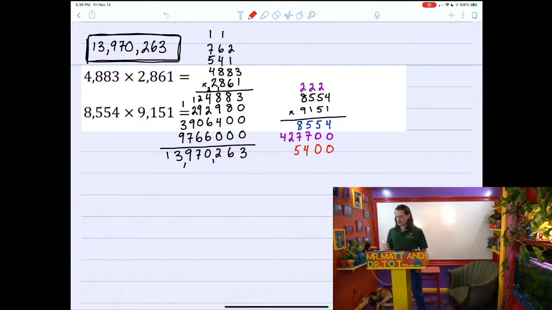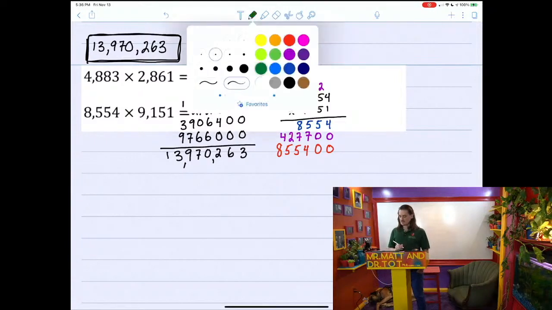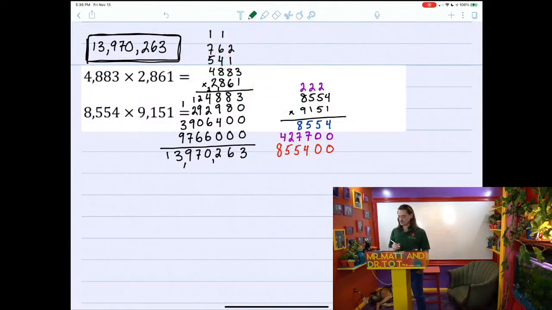9 times 4 is 36, so we're going to keep the 6, carry over the 3. 9 times 5 is 45. 45 plus 3 is 48, so we're going to keep the 8, carry over the 4. 9 times 5 is 45. 45 plus 4 is 49, so we're going to keep the 9, carry over the 4.